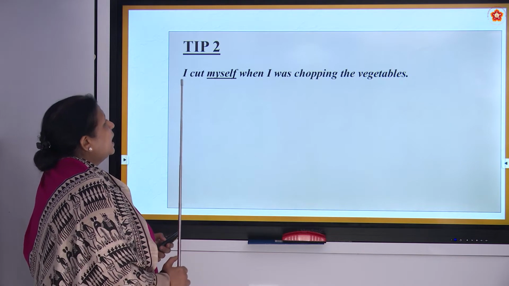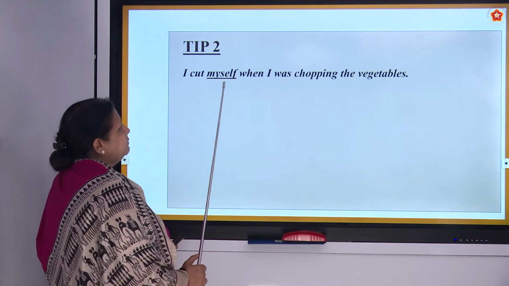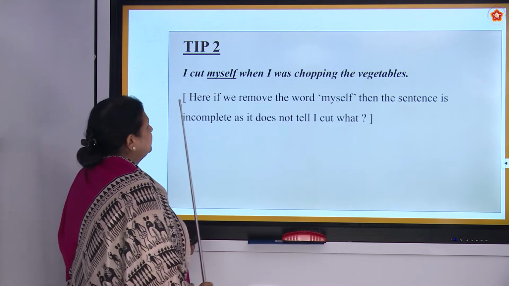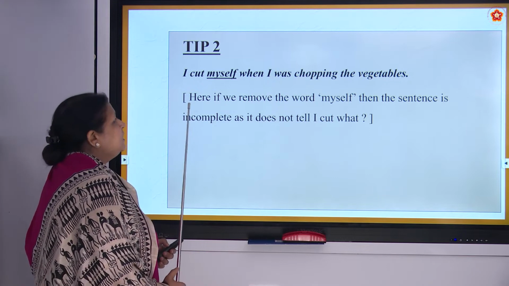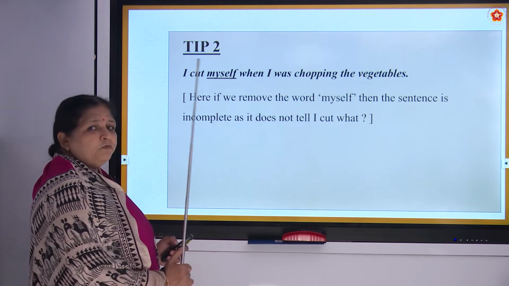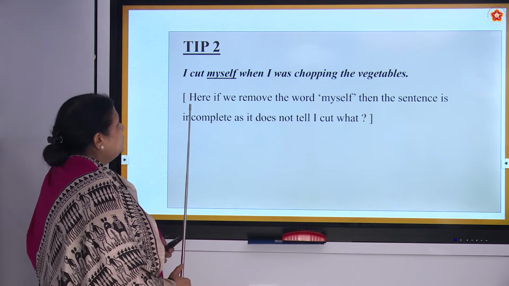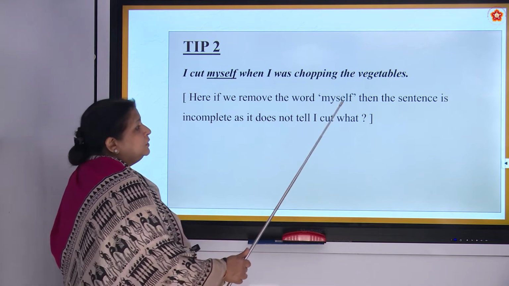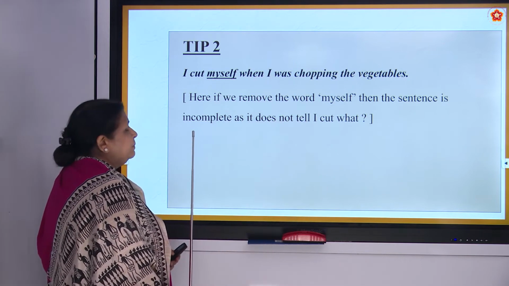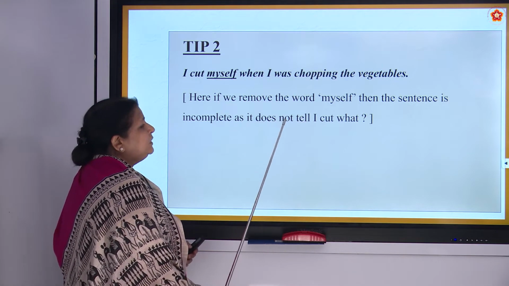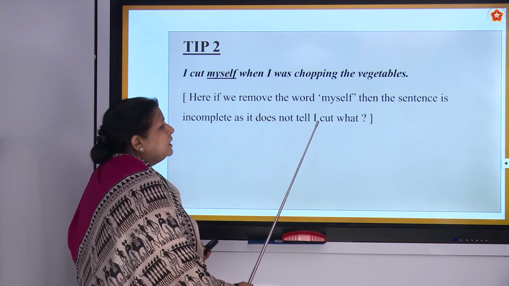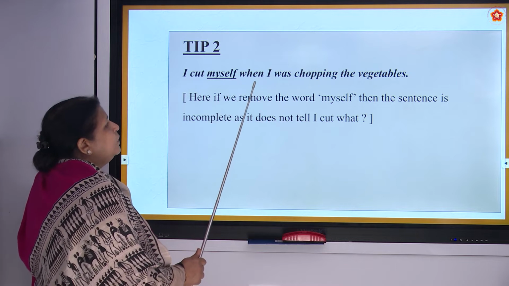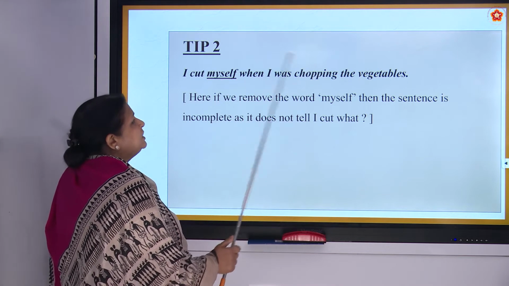Tip 2. I cut myself when I was chopping the vegetables. Now see here, the explanation is different. Previously it was different. Now here if we remove the word myself, then the sentence is incomplete, as it does not tell I cut what? Okay, let us see. I cut myself when I was chopping the vegetables.